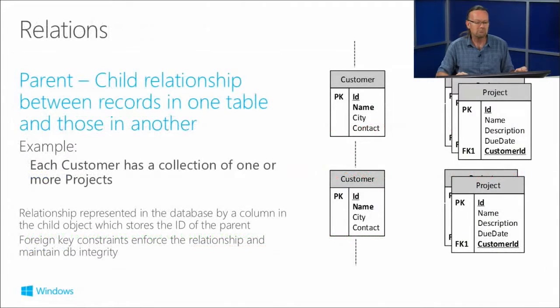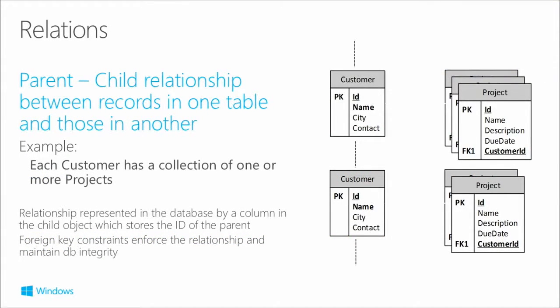Right. So relations between tables are interesting as well. This is where you have a parent-child kind of relationship, and a customer owns a number of projects. You saw a little bit of it in the way the table was made up. Basically a project stores inside it the customer ID of its parent as an item.